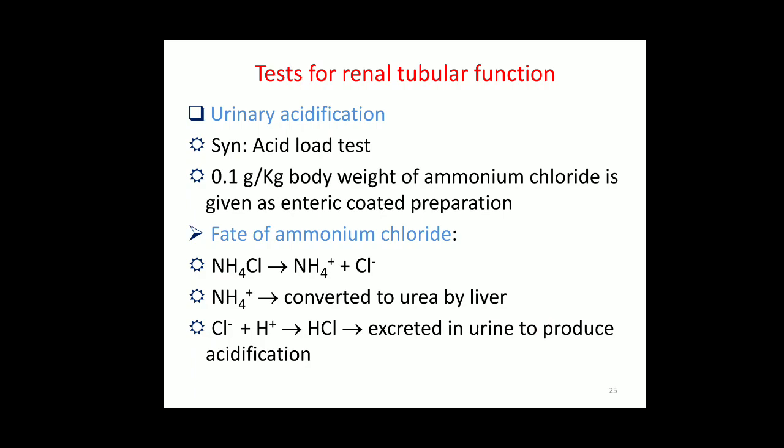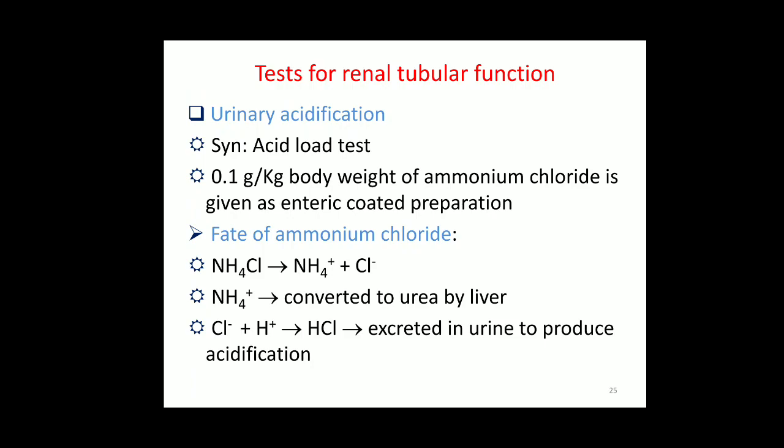Then urine acidification test, the acid load test. We give 0.1 gram per kg body weight of ammonium chloride. Then we measure the acidification. When ammonium chloride is taken, it is split into ammonium ions and chloride. The ammonia is converted to urea by the liver, the detoxification process. Then the chloride combines with H plus ion, and HCl is formed. This HCl is excreted in urine, which causes acidification of the urine.